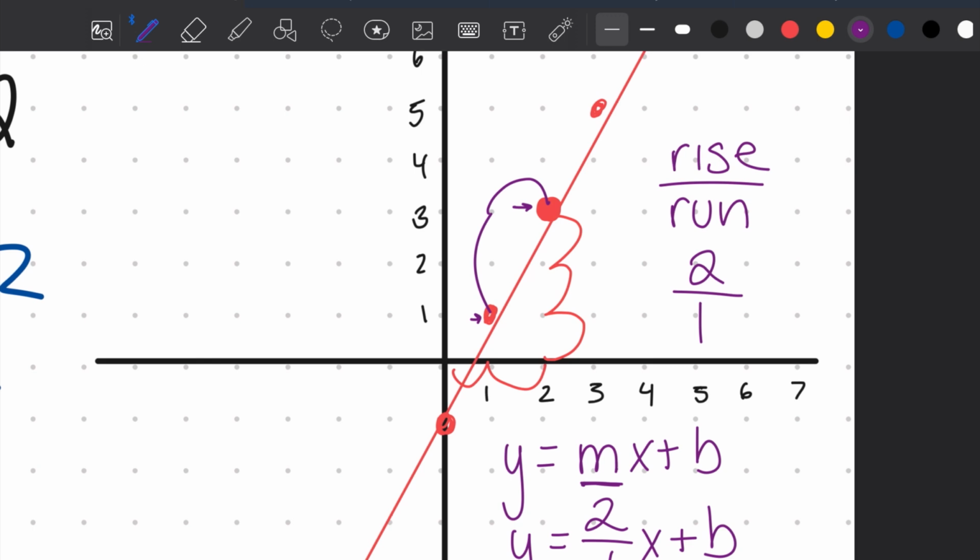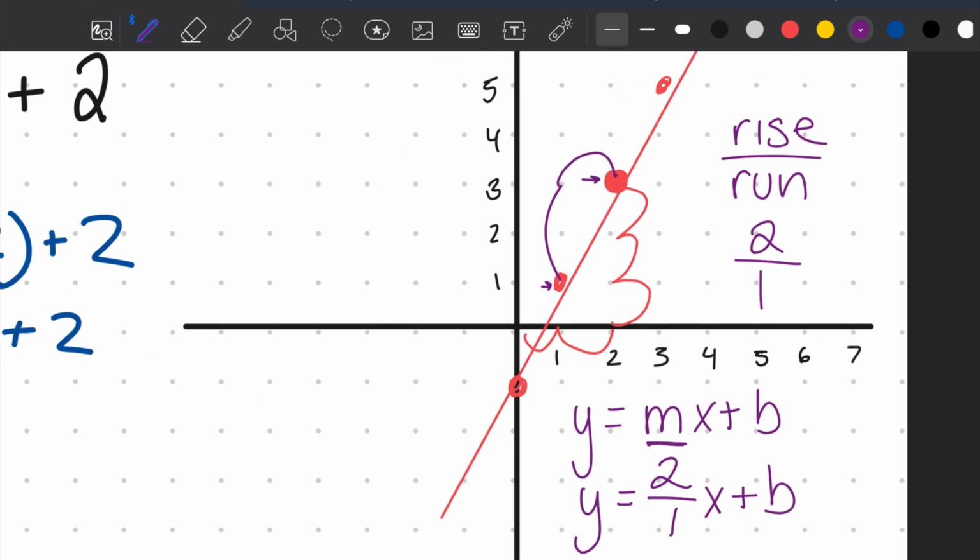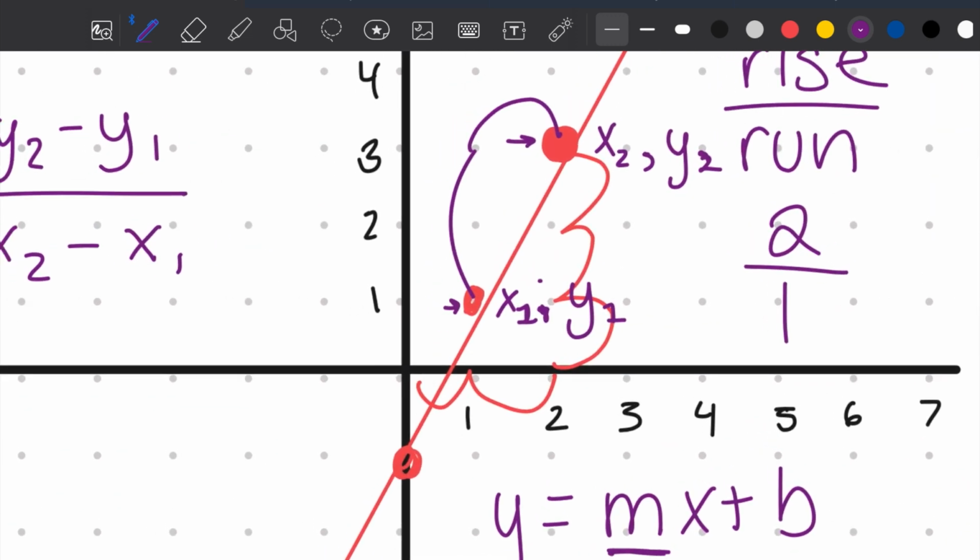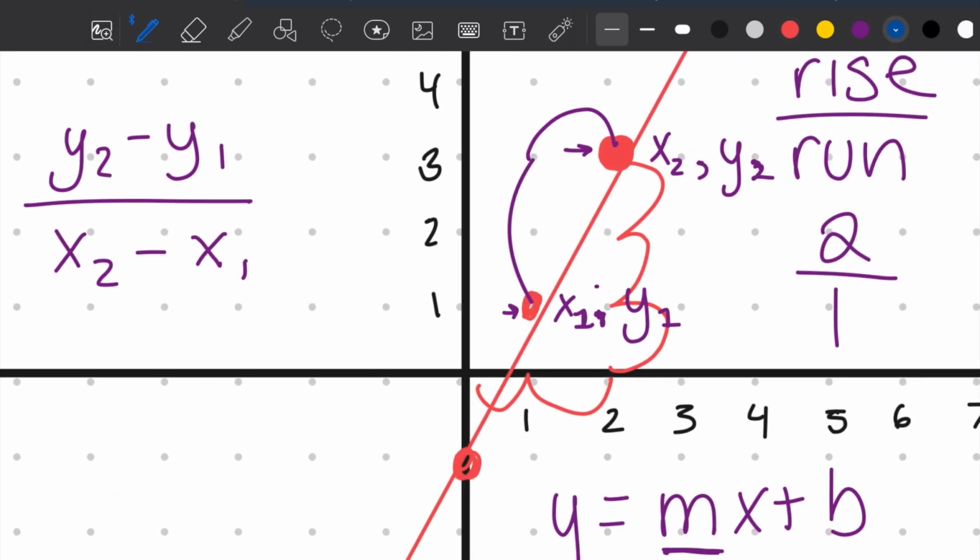So let's say you can't count them for whatever reason. Maybe the numbers are really off. You're using decimals. It's just a little bit too complicated, or you don't know what exactly the placement is. We can use our y2 minus y1 over x2 minus x1. So again, it doesn't matter which point it is. So maybe this one here I'm going to list as x1, y1, and this one here will be x2, y2. And I'm going to plug that information into my formula here.